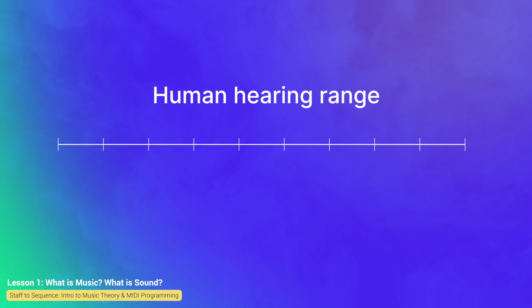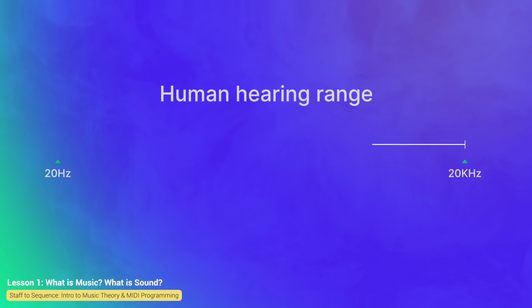The human ear can perceive frequencies ranging from 20 Hz, or 20 waves per second, to 20 kilohertz, or 20,000 waves per second. Though this range can vary between individuals, particularly with age. Here's an example of a sine wave sweeping from 20 Hz to 20 kilohertz.